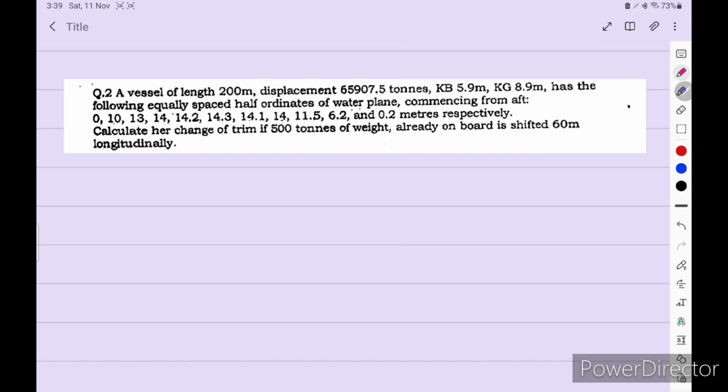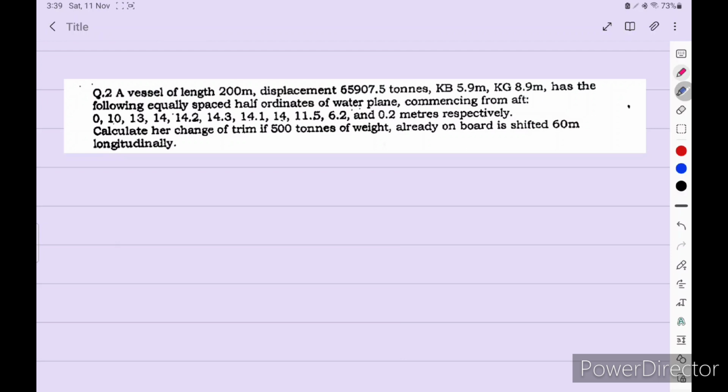Let's see. A question is: a vessel of length 200 meter, displacement 65907.5 tons, KB 5.9, KG is 8.9 meter, has the following equally spaced half ordinates of water plane commencing aft: 0, 10, 13, 14, 14.2, 14.3, 14.1, 14, 11.5, 6.2 and 0.2 meter respectively. Calculate her change of trim if 500 tons of weight already on board is shifted 60 meter longitudinally.